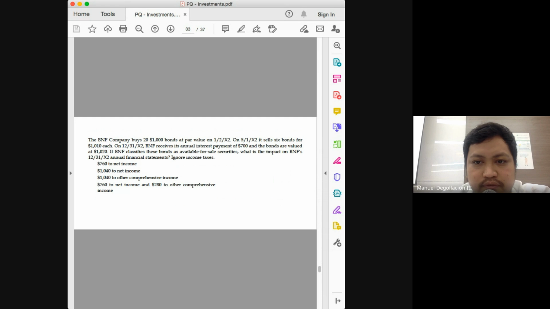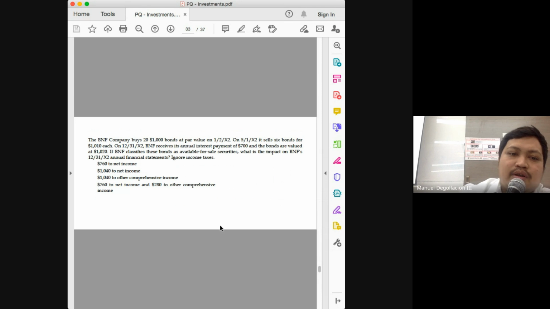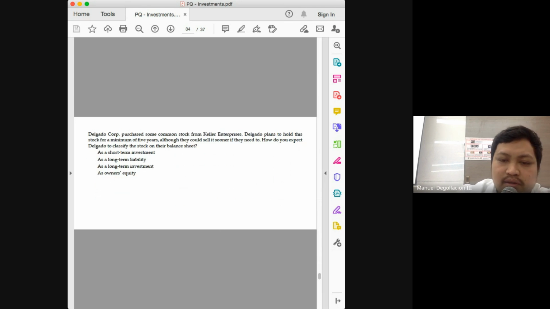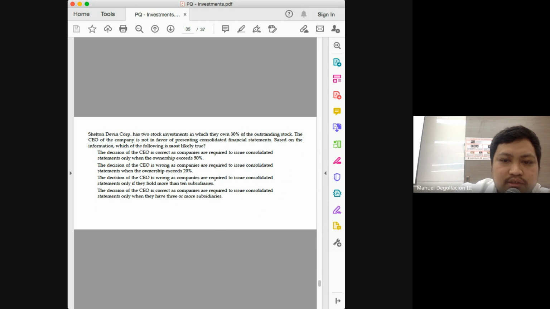BNF, the answer here would be the last choice, 760 to net income, 280 to other comprehensive income. Delgado, this would be classified as a long-term investment. Shelton, the answer for Shelton would be the first choice. The decision of the CEO is correct as companies are required to issue consolidated statements only when the ownership exceeds 50%. Okay? This is not tricky, class. You should get this right if this comes up.